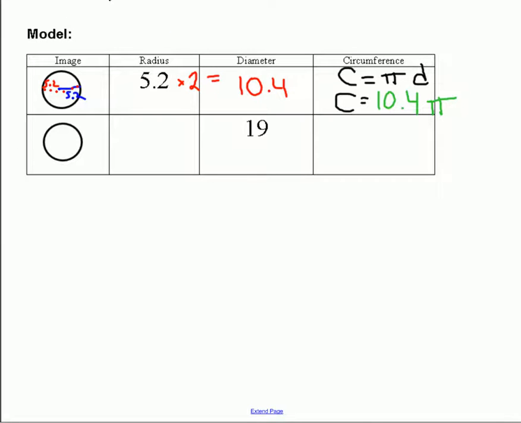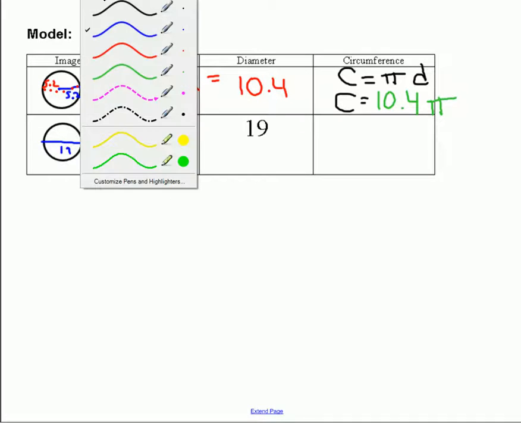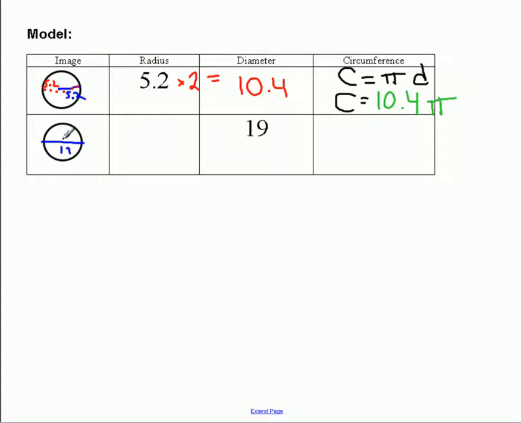Okay. For my second example, now they're telling me the diameter is 19. So again, I'm going to draw what a diameter looks like, which is a line straight across the circle going through the center. There's 19. So I know that, and the picture helps me remember, I know I have to cut this in half to make a radius. So I'm going to go 19 divided by 2. What is 19 divided by 2? Well, you have a calculator, so you should be doing some of that right now.